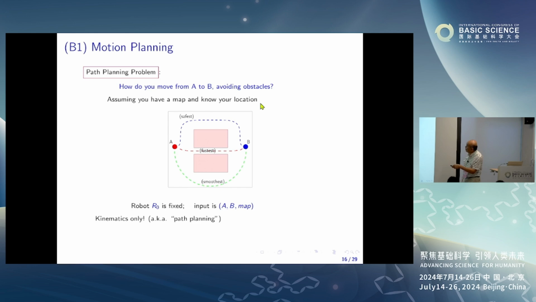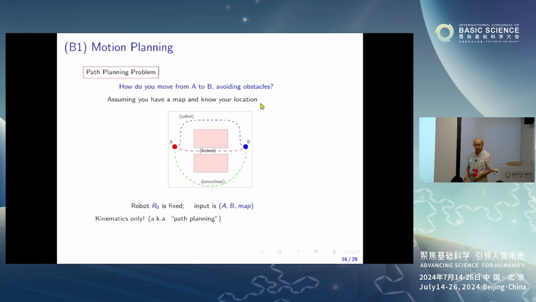topologically different paths. This may be the fastest. This one may be the safest because it's as far away from the walls as possible. And this one is a perfect circle, so it's smoothest, whatever. So you can have all kinds of criteria. But in path planning, you usually just make the simplest problem: that there exists a path, just show me any path. Okay, we don't talk about optimality. That's a separate problem.